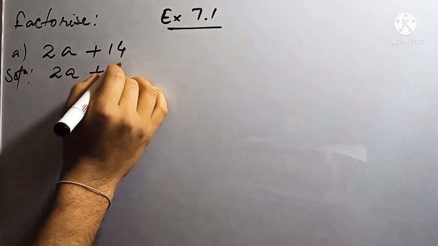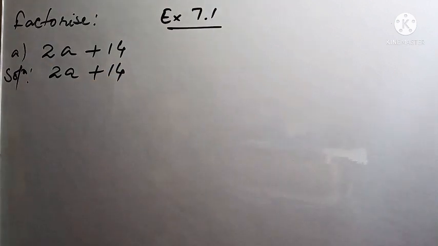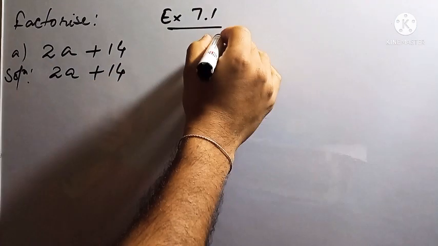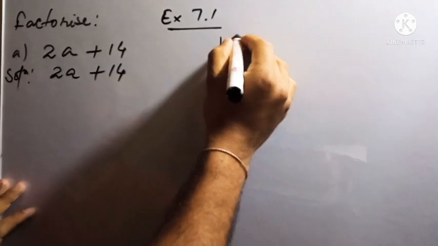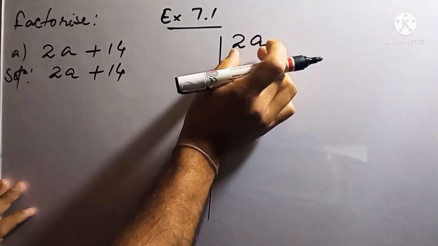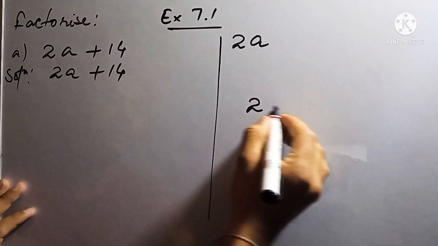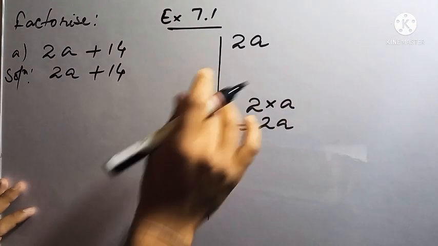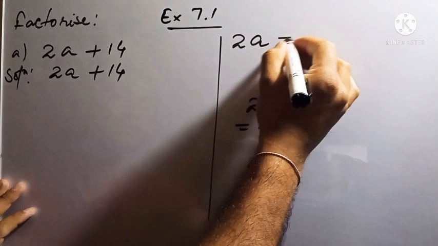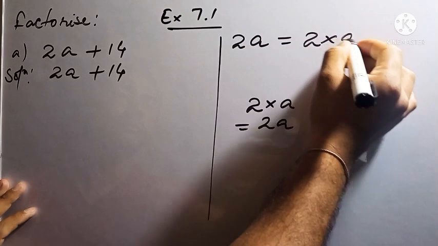Twice a plus 14. As it is the first question, let me explain properly, so give your attention here. This is twice a. If I give you 2 and a, and if you multiply, what will you get? I'm sure you'll get twice a. That means this twice a can be written as 2 into a.